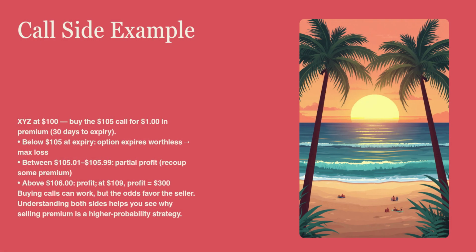Let's do another example. This time it's theoretical. If we were looking at the call side, sometimes it's easier for people to conceptualize the call side. So we have an underlying XYZ at $100. Let's say you were going to buy the 105 call 30 days out. It might cost you $1, which in 100 shares means $100. So you pay $100 up front. You have a call that's in your account.